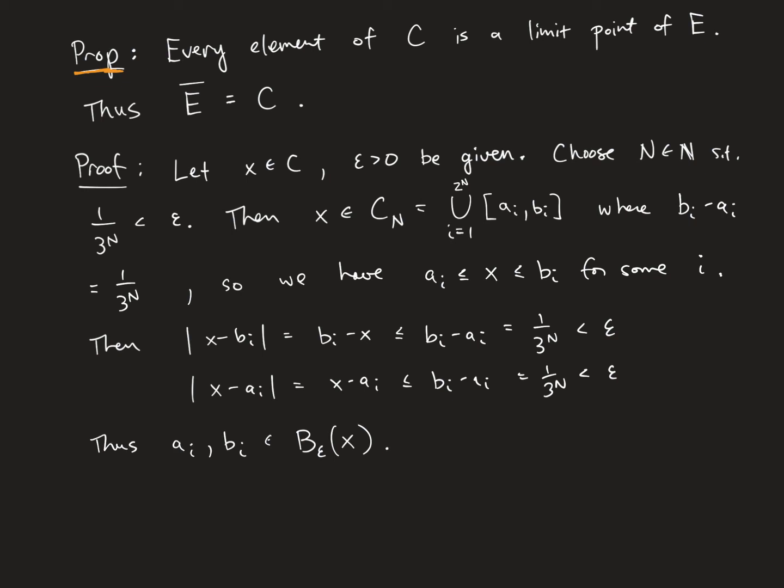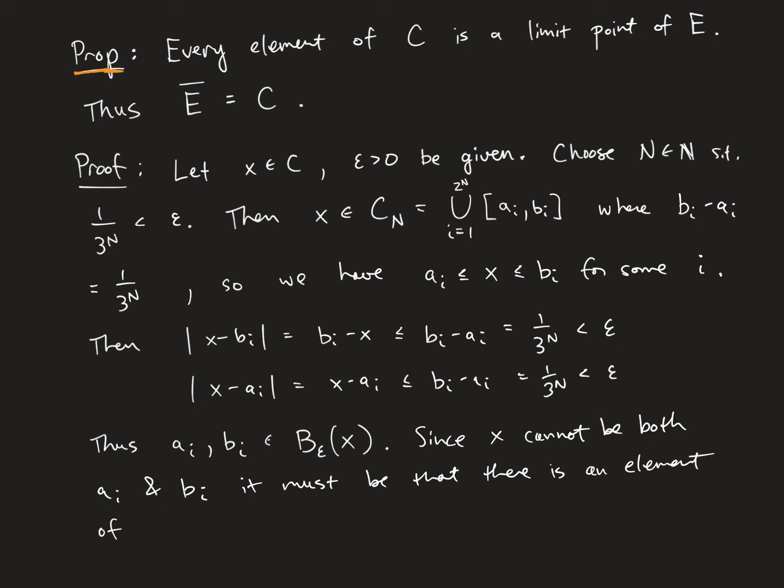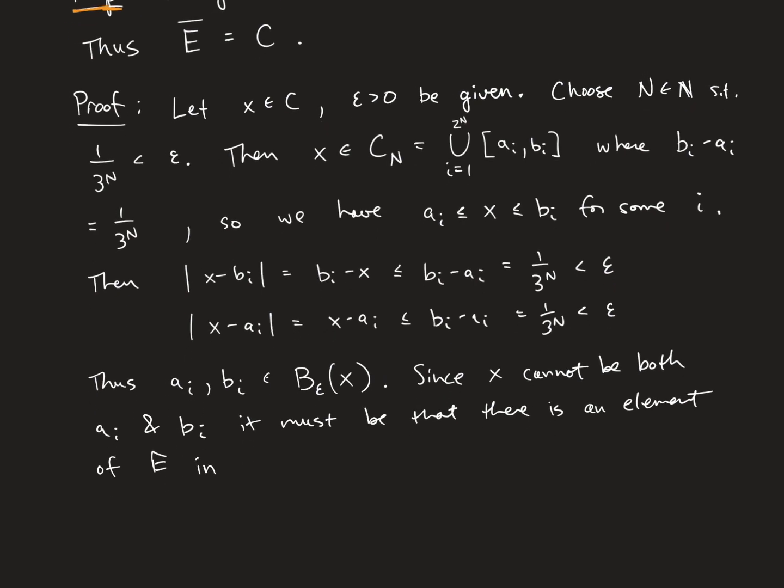So what we want to say is that we have elements of this endpoint set in the punctured ball around x. Remember, for x to be a limit point of the endpoint set E, there must be points of E in the epsilon ball around x that are not x itself. It could be that x is one of these A_i, B_i, but it can't be both. So since x cannot be both A_i and B_i, it must be that there is an element of E in the punctured epsilon ball around x.